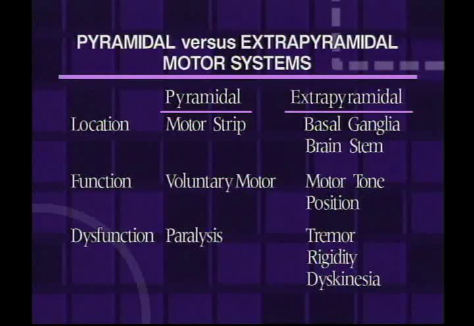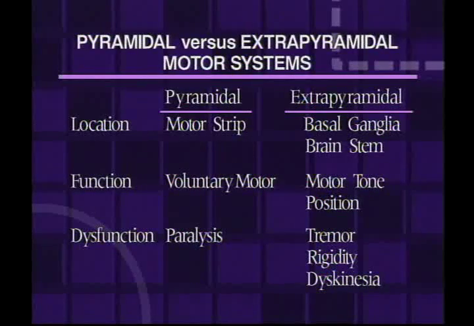Where are these two systems located? Well, the pyramidal system is located in your motor strip. The extrapyramidal system is located in deeper structures such as the basal ganglia and the brainstem. The pyramidal system is involved with voluntary motor function. In other words, the pyramidal system is what allows your brain and your thoughts to tell your hand to move and grasp. The extrapyramidal system is involved with motor tone and position.